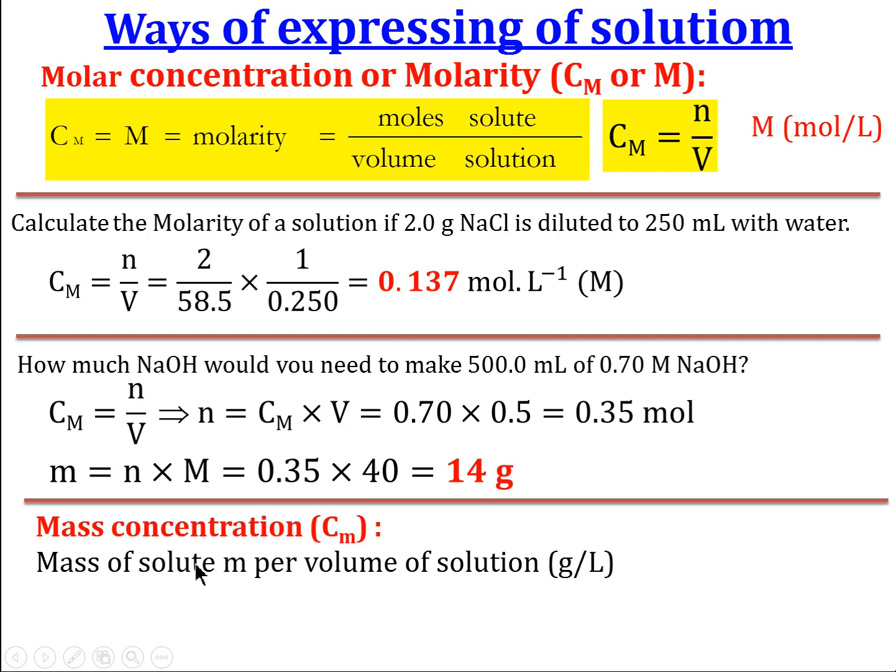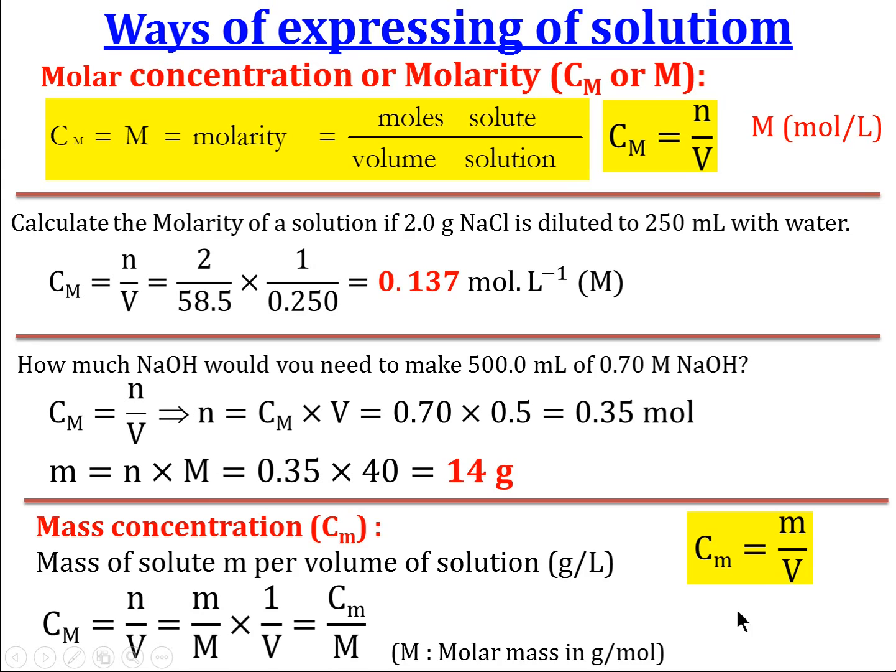The concentration of a solution also can be expressed by the mass concentration, C small m, and the mass concentration is equal to the mass of the solute divided by the volume of the solution. The mass of the solute is in grams and the volume of the solution in liters, so the unit of the mass concentration is gram per liter.